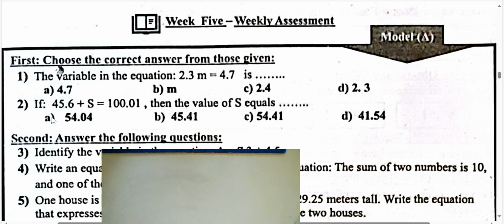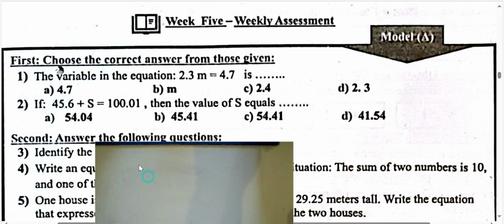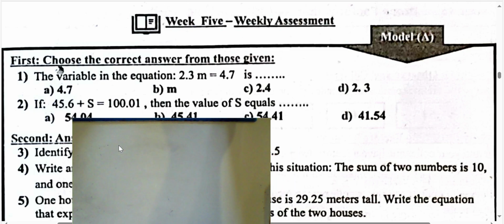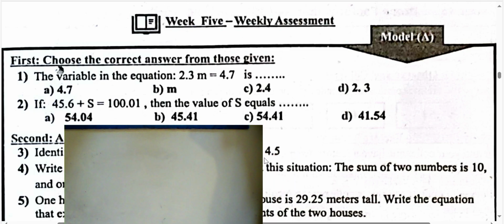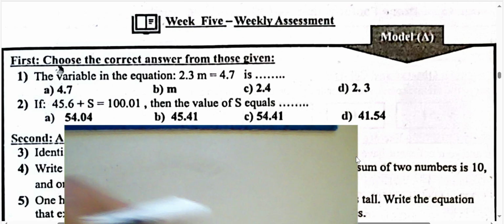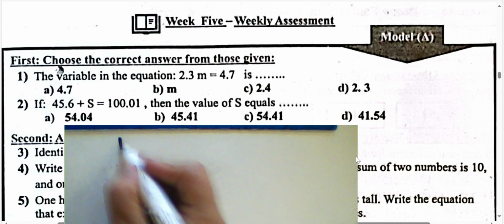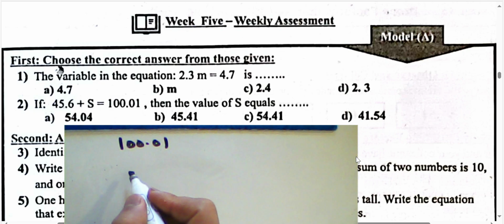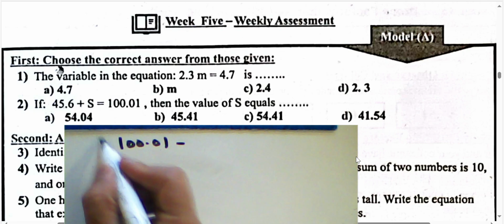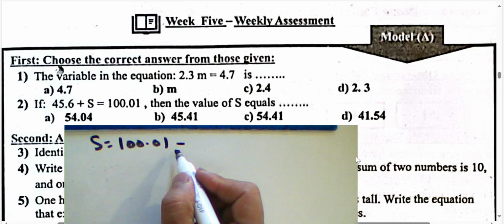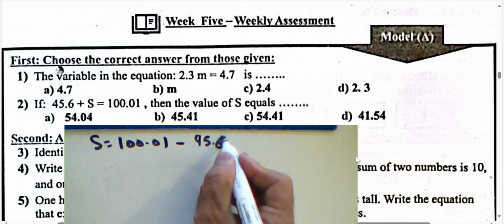Okay, question number 2. 45.6 plus s equal 100.01. Then what is the value of s? To find the value of s, you want to find the difference between two numbers. Right, 100.01 subtract 45 and 6 tenths. Right here, 100.01 subtract 45.6.